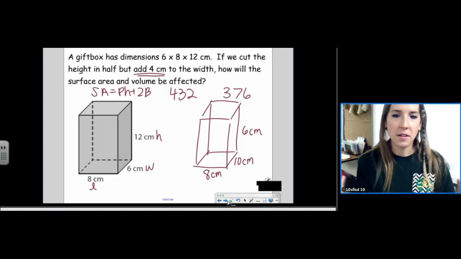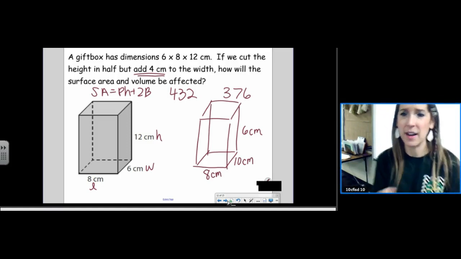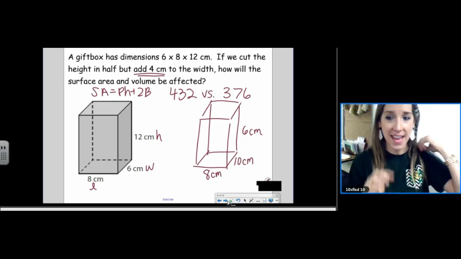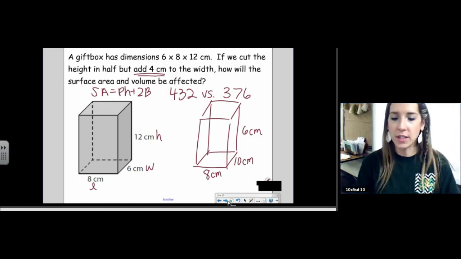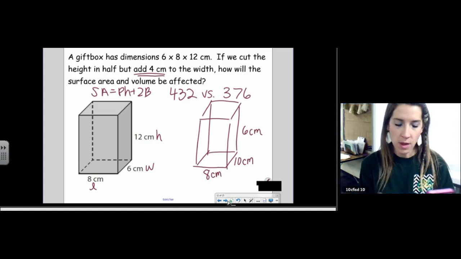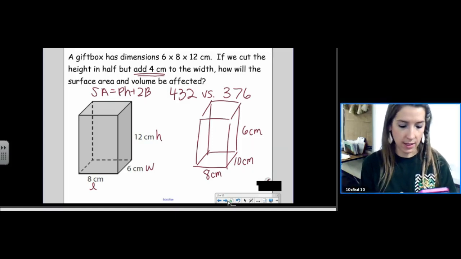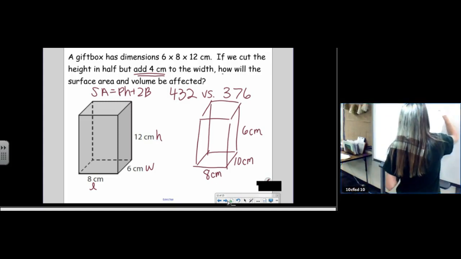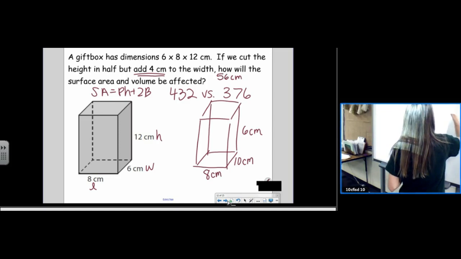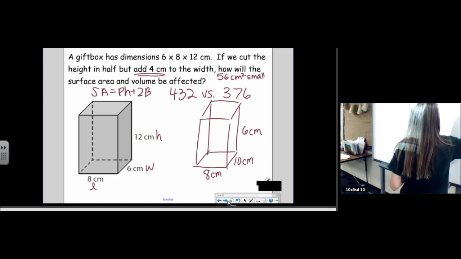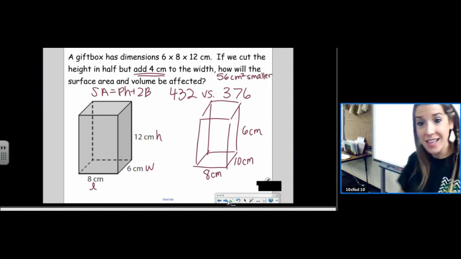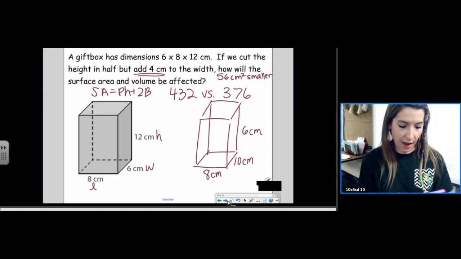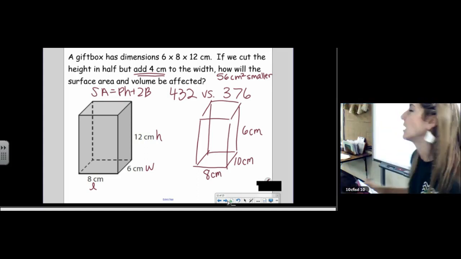So here's the weird part. It said, how will the surface area be affected? And there's really no good answer. I want you to do 2 things each time. First, I want you to subtract them. So 432 minus 376. How is it affected? It's 56 square centimeters smaller. So that was us subtracting. Then I want you to divide them. 376 divided by 432.